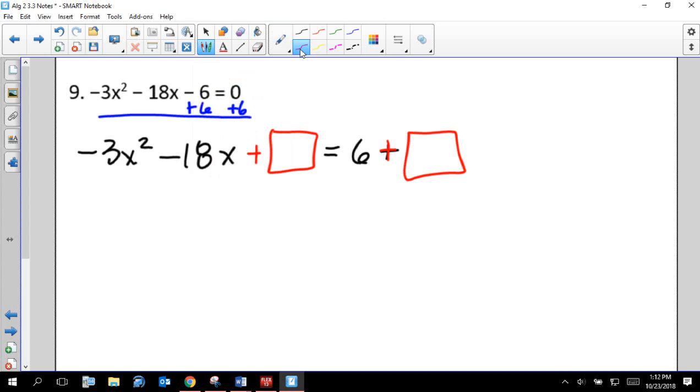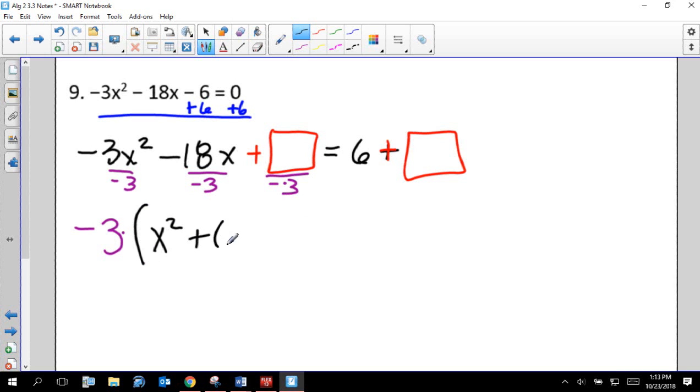After you move that C term over, before you can complete the square, that negative 3 cannot be in front of x squared. So you have to factor it out. I'm going to take out that negative 3. I'm going to write it in front. Parenthesis. Now I have x squared. What happens when I take negative 18 and I take out the negative 3? Positive 6x.